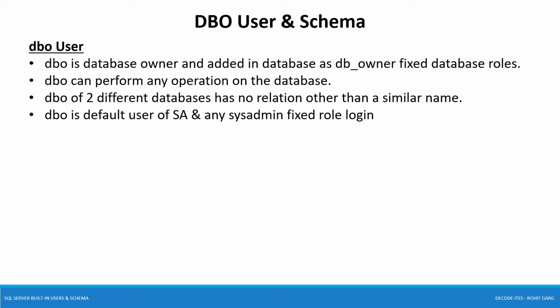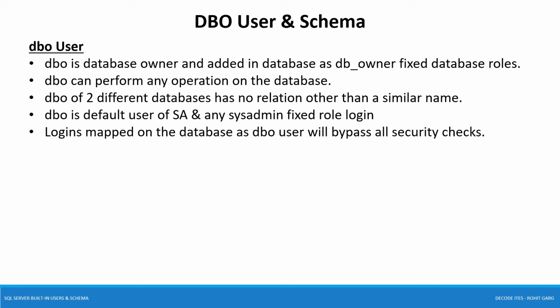That means SA or sysadmin logins don't need any user in the database to access database objects. These are super roles and they can override all security policies. Even when they need to connect to a database for database configuration and object access, the DBO user will work as their database user. Logins mapped in the database as DBO user will bypass security checks. DBO is a super user and as and when any login is mapped to DBO, that user will bypass all security checks at database level. DBO user owns the DBO schema.